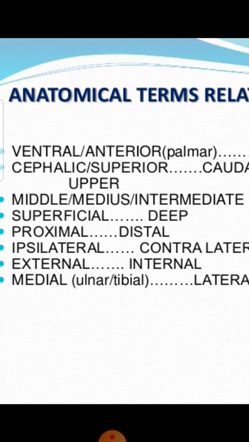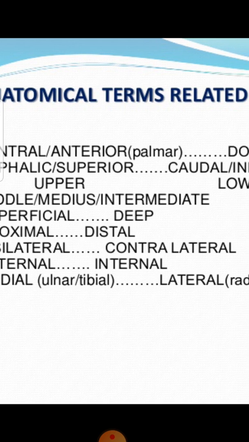Next terms are the proximal and distal. These basically are used for the joints, okay? And proximal means the joint root. For example, the origin, the proximal part of your joint. For example, जो आपका arm है, the proximal part of your arm is your shoulder side, right? जो आपकी shoulder वाली side है, that is the proximal part of your arm.